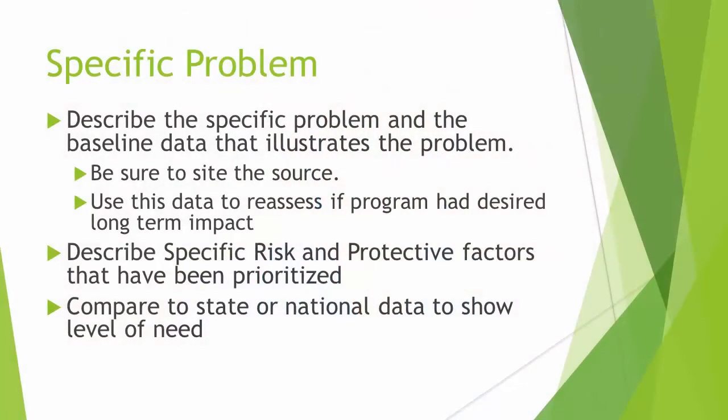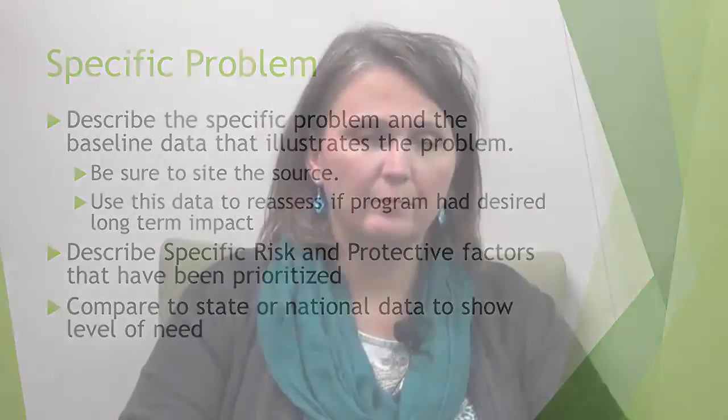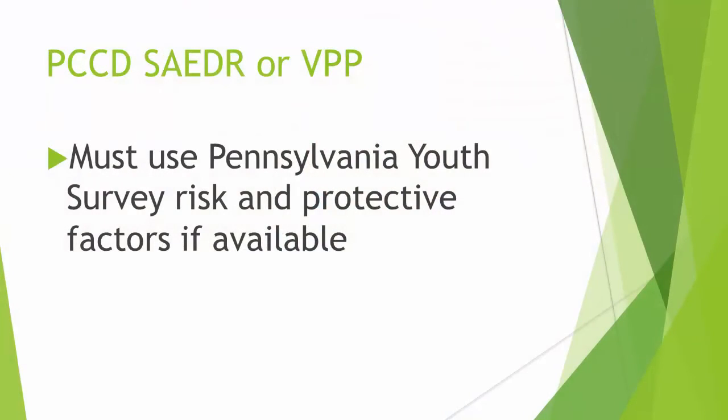After this general overview of what was learned in the community needs assessment, the next step is to identify the specific problem that will be targeted for change, and which risk and protective factors will be targeted for a change. This section of the proposal should be as specific as possible, noting baseline data that can be tracked over time to assess if the proposed program has had the desired impact. Again, if you are applying for a SADR or VPP grant from PCCD for an evidence-based prevention program, this section will require noting risk and protective factors that were prioritized based on the most current Pennsylvania Youth Survey data for your community.